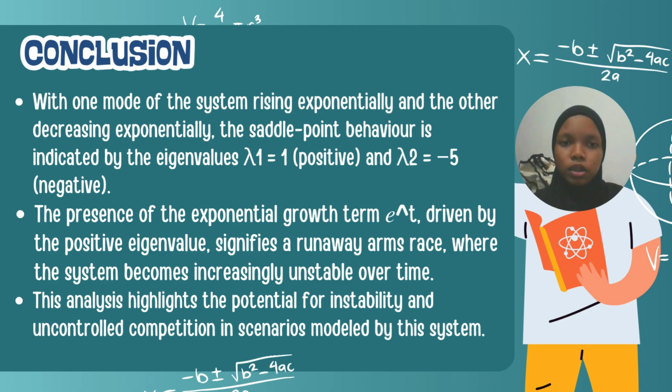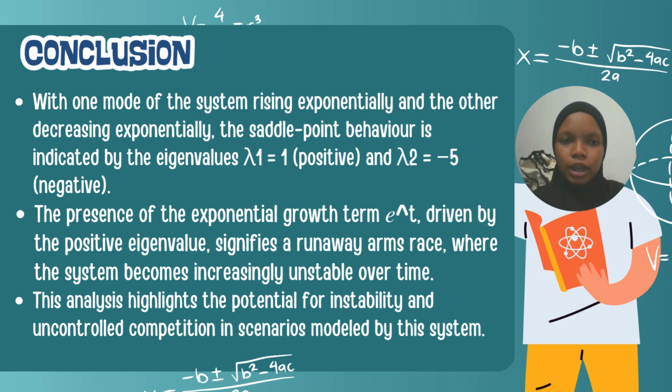So the presence of the exponential growth term e to the power of t, driven by the positive eigenvalue, signifies a runaway arms race, where the system becomes increasingly unstable over time, while the exponential growth dominates, leading to escalation. This analysis highlights the potential of instability and uncontrolled competition in scenarios modeled by the system.